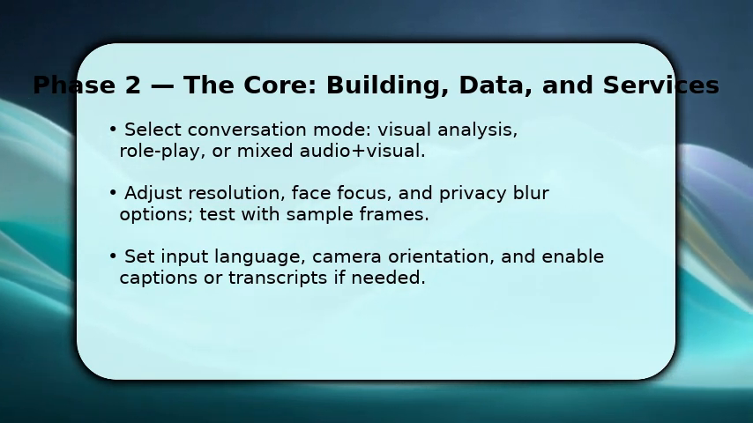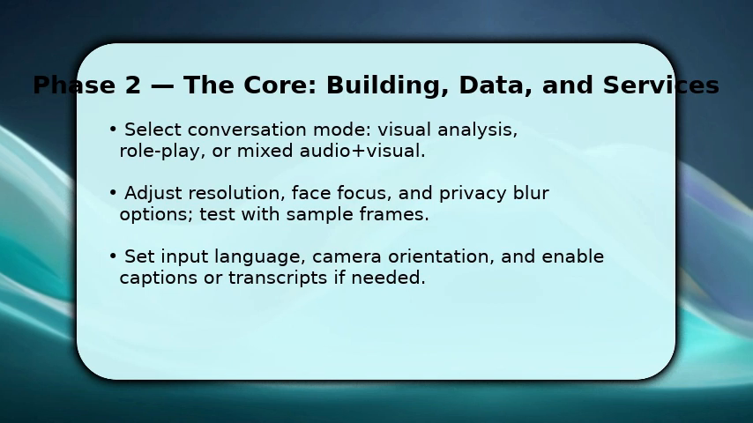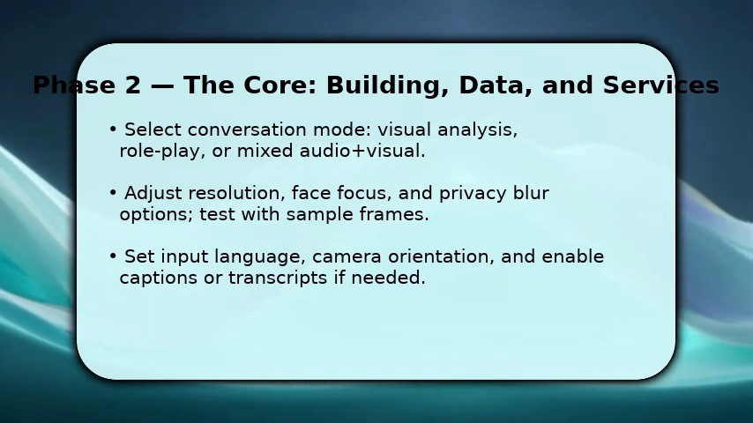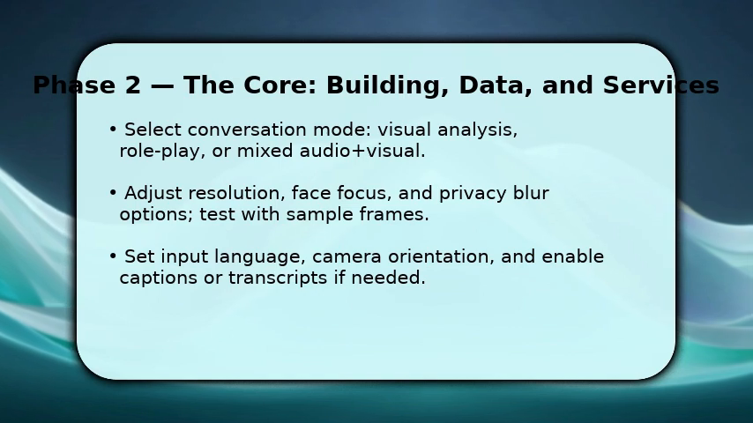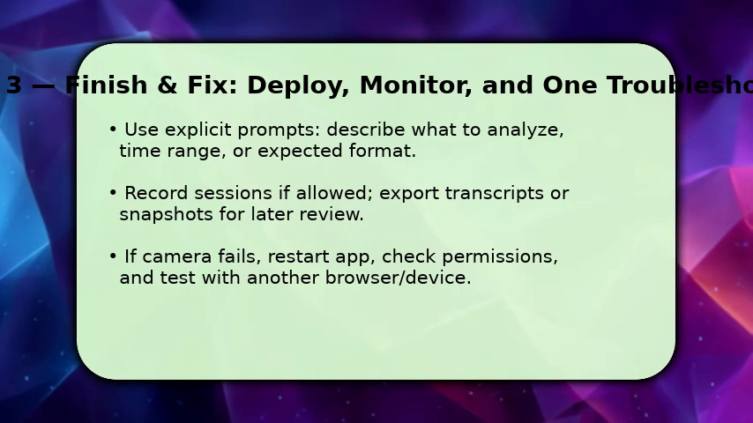Next, select input language, camera orientation, and enable captions or transcripts if you want text output. Once these settings are stable, try a short prompt and ask a specific question about what the camera sees to validate you're ready to interact.